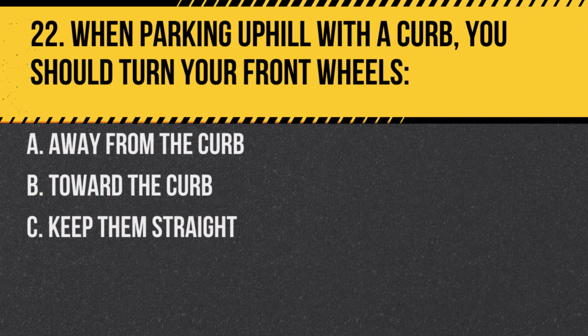Question 22. When parking uphill with a curb, you should turn your front wheels. A. Away from the curb. B. Toward the curb. C. Keep them straight. Answer: A. Away from the curb. This prevents the car from rolling into traffic if the brakes fail.